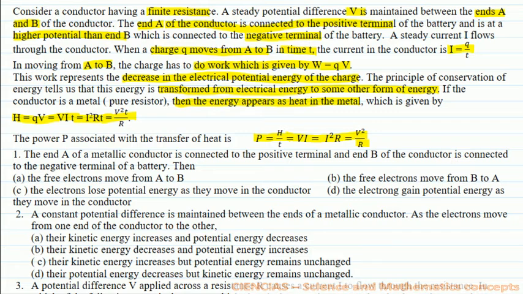So the question 1 over here: the end A of metallic conductor is connected to the positive terminal and B of the conductor is connected to the negative terminal of the battery. Then, option A, the free electrons move from A to B. Option B, the free electrons move from B to A. Option C, the electrons lose potential energy as they move in the conductor. Option D, the electrons gain potential energy as they move in the conductor.